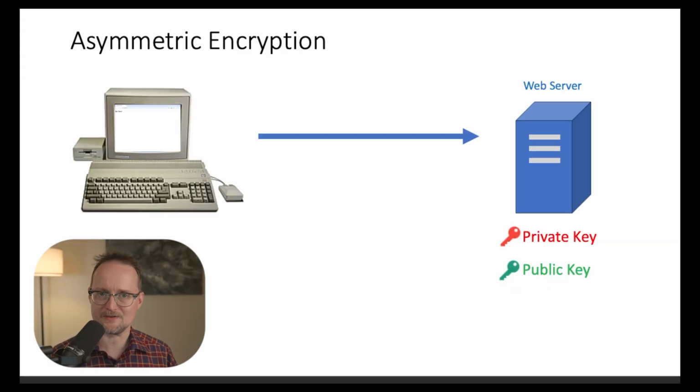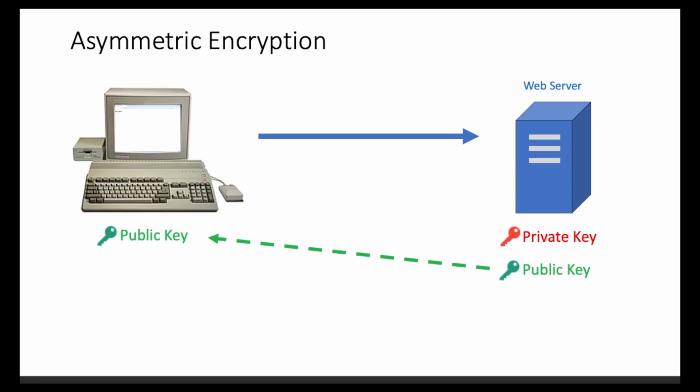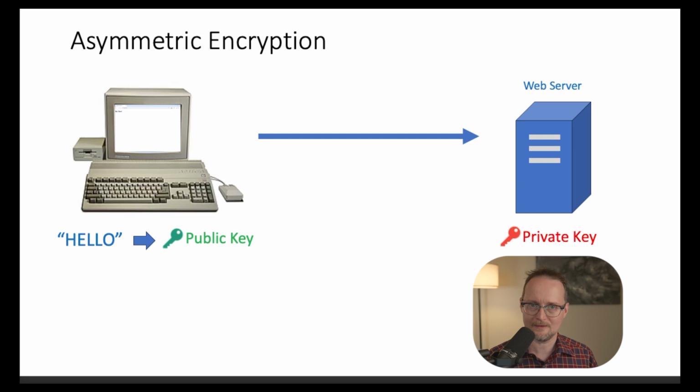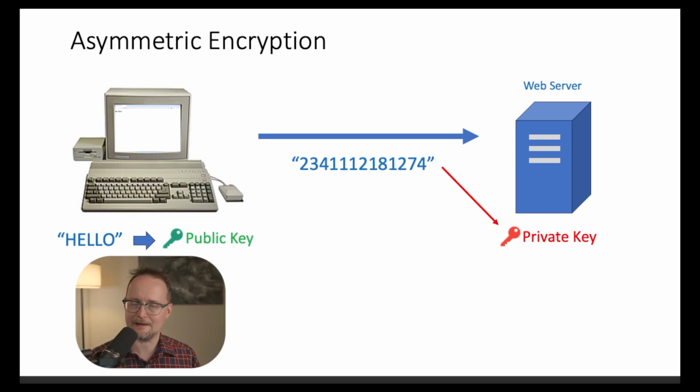Unlike symmetric encryption, asymmetric encryption uses two keys. Let's use a web server as an example. When a user makes a request from the browser, the server will send the public key. This key is used to encrypt the data. So in this example, the word hello is converted to a big number. On the server side, the private key is used to decrypt the message, so it can be processed by the server. So why do we need two keys?